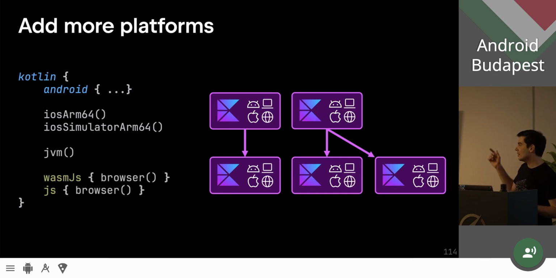And then, of course, there are other platforms beyond iOS. I want to emphasize that. JVM desktop and the web are also supported, both with WASM and JS. And there are great use cases for all of these.